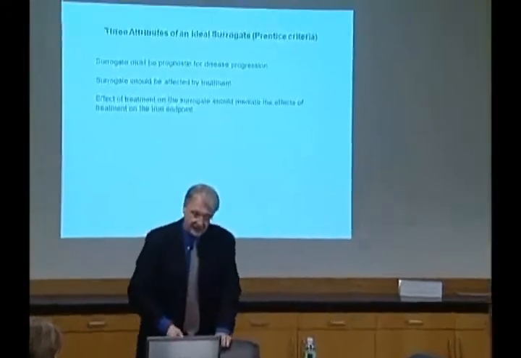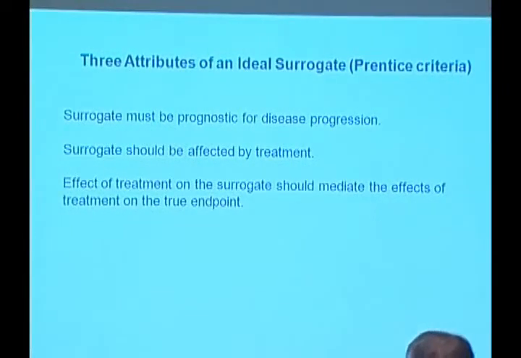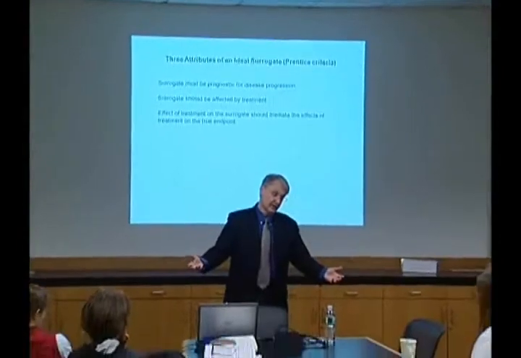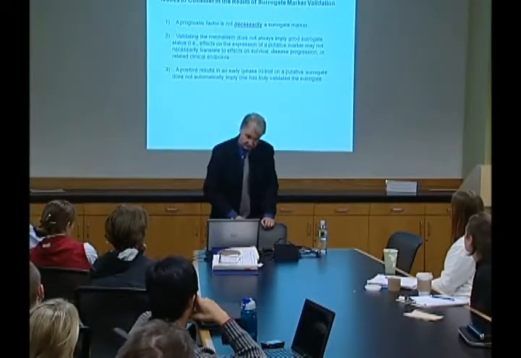Three attributes of an ideal surrogate marker. A surrogate marker must be prognostic for the disease or disease progression. The surrogate should be affected by treatment if you're talking about treatment research. And the effect of treatment on the surrogate should mediate the effects of the treatment on the true endpoint. That's what we need. That's what I hope the computational biology will identify for us: novel hints of what is a true surrogate marker.